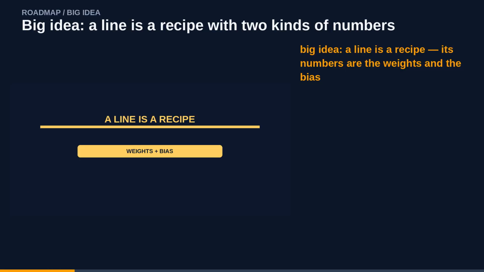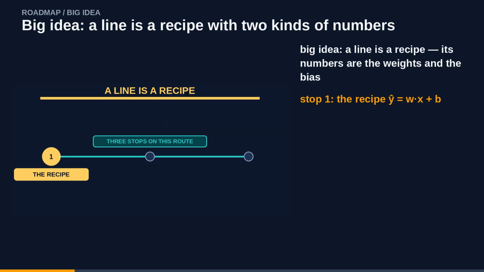Here is the big idea and the root. A line is a recipe with two kinds of numbers inside it, the weights and the bias, and everything in this lesson is about those numbers. We go in 3 stops. Stop 1, the recipe: what the line computes, one rupee at a time, and what every symbol in y hat equals w.x plus b stands for.